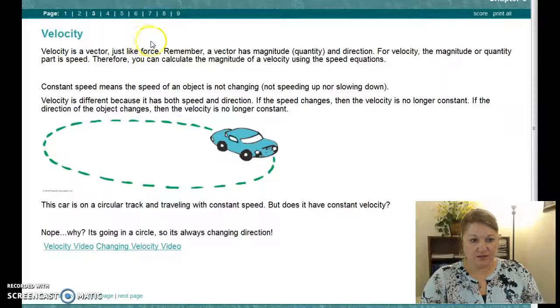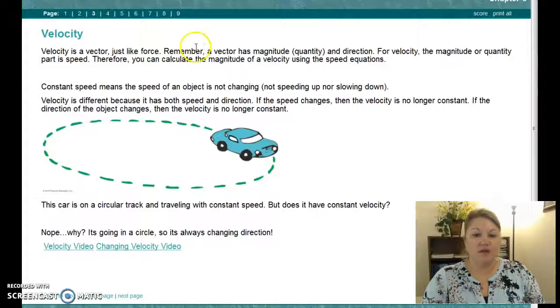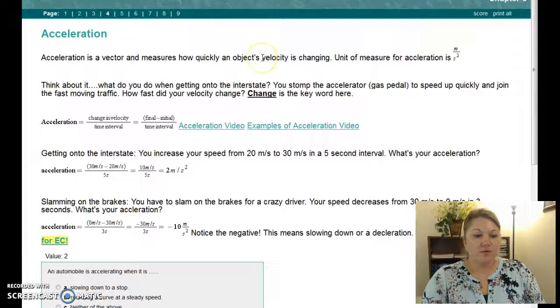Velocity is a vector, just like force that we talked about in the previous chapter. So we have magnitude and direction going on. Don't forget that. Here's where we talk a little bit about acceleration, right? We still got some videos and some extra credit opportunities here in this chapter. Take advantage of all of that.